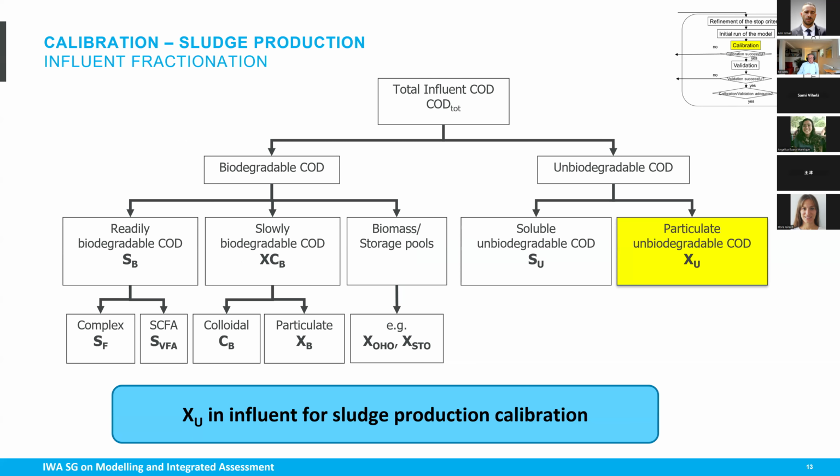Okay, so this is sludge production still. That's the influent fractionation. You all will have seen something similar to this one here, and the one highlighted in yellow, that's the unbiodegradable particulate fraction. Keep in mind, if you increase XU because you need to increase your sludge production, at the same time, you have to reduce another particulate fraction, which then would be the biodegradable part, right? So that has an impact not just on your sludge production, but also on your denitrification performance, basically.